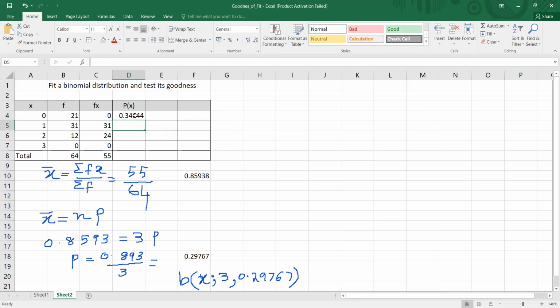This is the first probability computed by the binomial model, and this formula is to be calculated for the rest of the values. The total of the probabilities will also be checked by the autosum function. We can see that the exact total is 1, meaning that the probabilities are fine. In the next column, we have to calculate the expected frequencies. The formula is n times p of x.